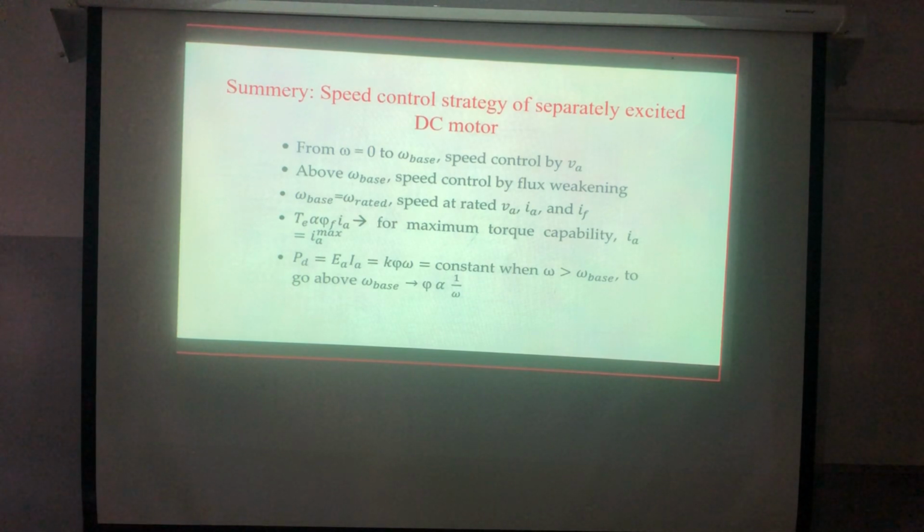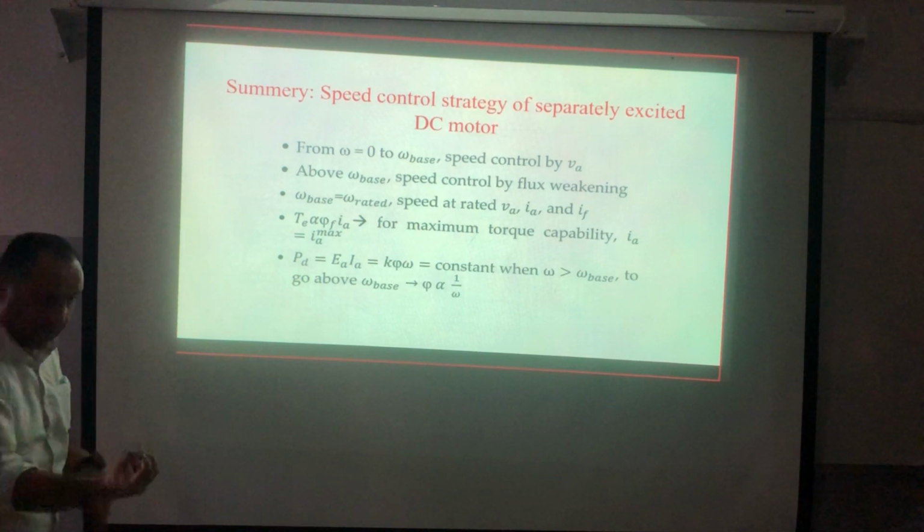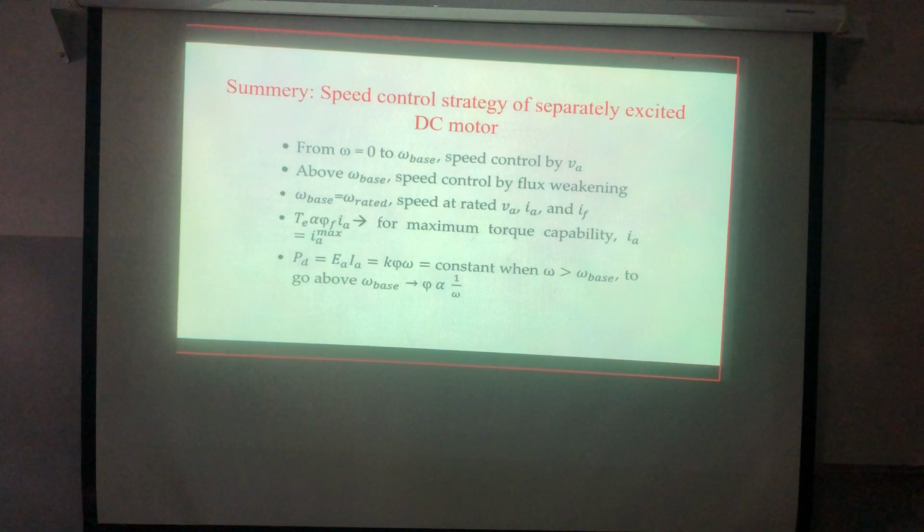Now, if I need to go above the base speed, I need to go to flux weakening, which means that I need to reduce the flux. We know that the torque is proportional to the flux and the current. So if I need the maximum capability of the machine, the maximum torque, and I need to enter field weakening, I must fix the current at the maximum value, correct?